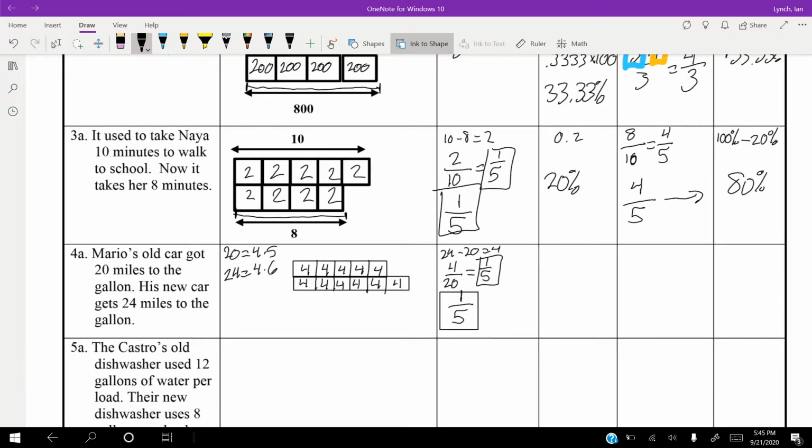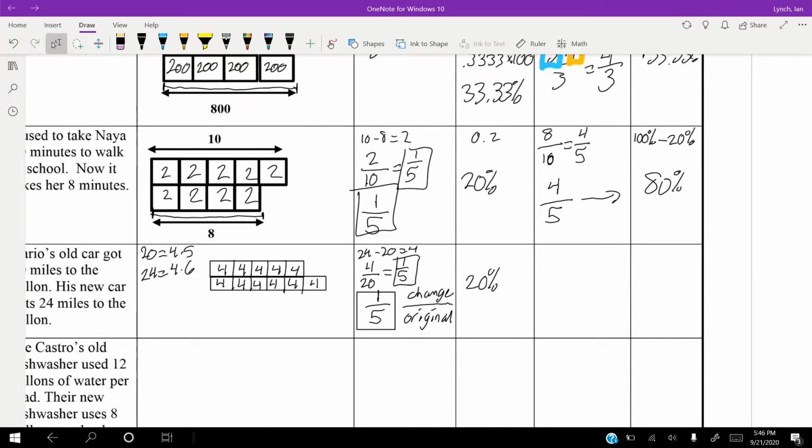The really cool thing about these guys is that it's always our increase amount, or actually I should write that as change, because it doesn't matter if it's increase or decrease. It's always our change divided by the original amount. So now we know what the percent is. This is 20%. We just did this in our previous problem. But here's the thing, guys. It's a little bit different. Down here, it's an increase, not a decrease.